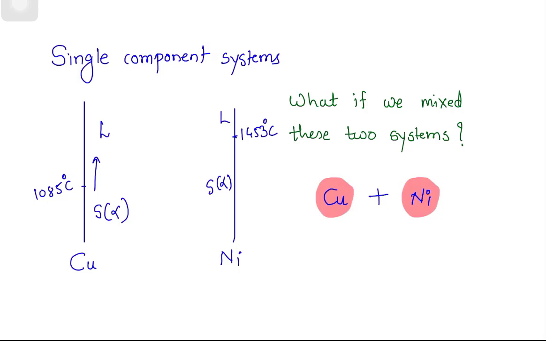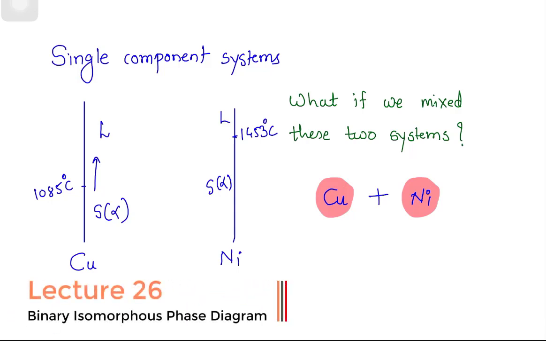Hello students, in this lecture we will see the binary isomorphous phase diagram. So what is meant by binary? It means that it will have two elements. Isomorphous means it will have the same structure or same morphology. So we will see now how the binary phase diagram will look like.